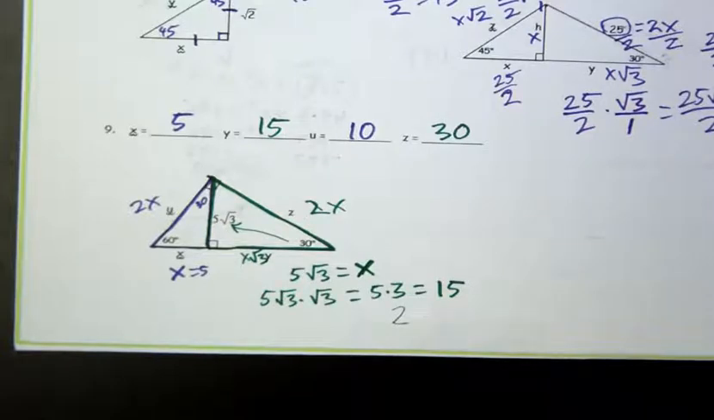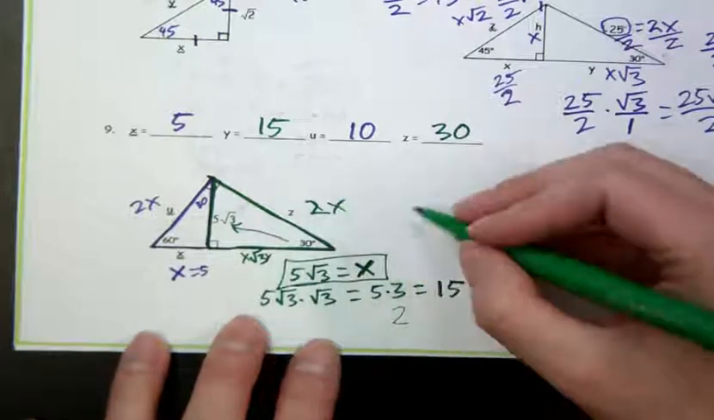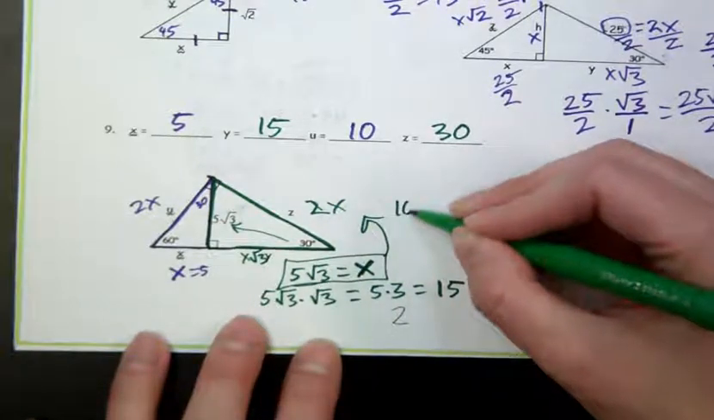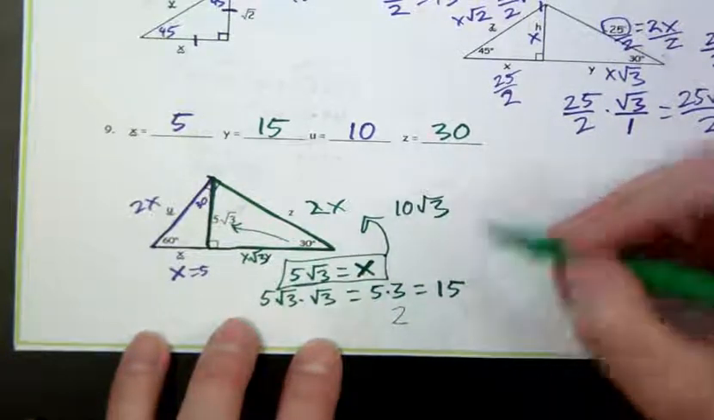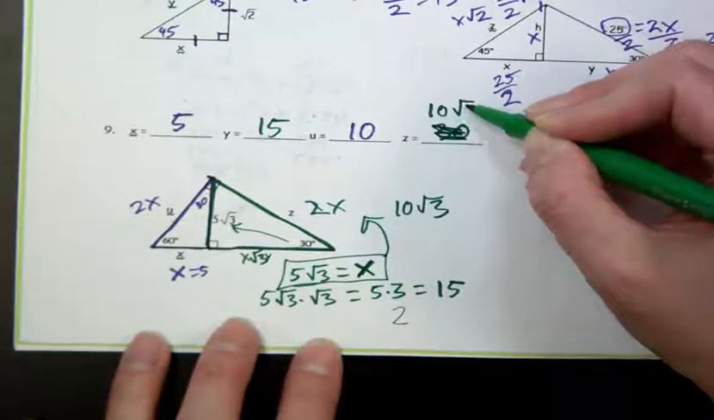Okay, I just had pointed out to me that if 5 root 3 equals x, 2x would have to go to the 10 root 3 instead of taking the 15 and going to 30. So that was incorrect. Please fix it on your notes. That should be 10 root 3.